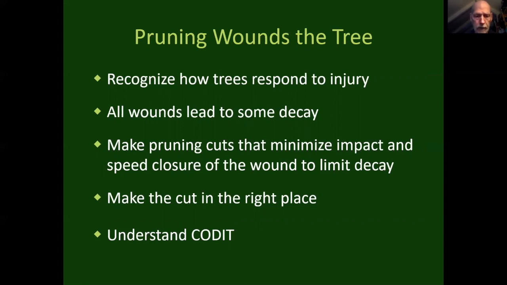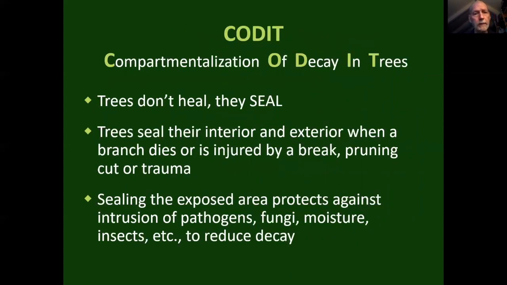And to figure out the right place, we have to understand the process called CODIT. CODIT stands for compartmentalization of decay in trees. And this is what Shigo figured out. Trees aren't like the human body. If we get an injury, we heal. Trees don't heal, they seal. That is, they seal off the interior part of the tree just inside of where a pruning cut or a break occurs. And they do that chemically, by the way.